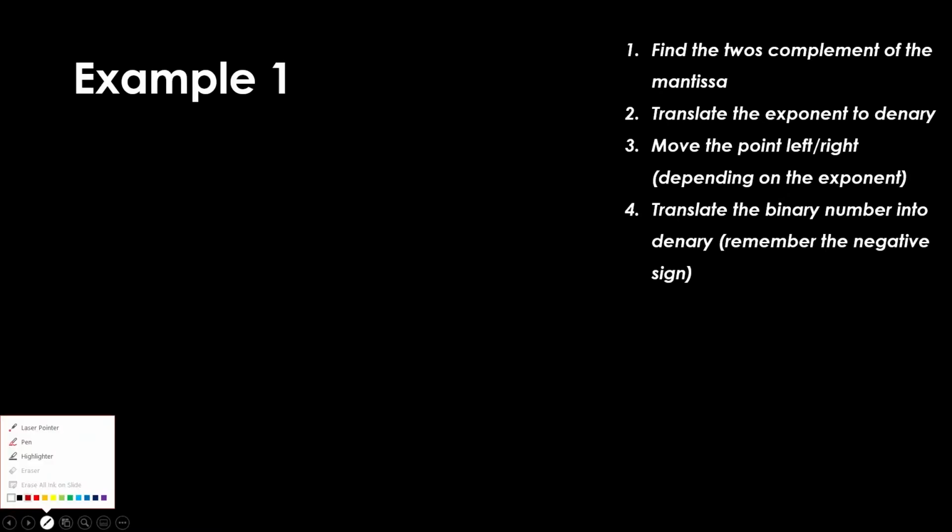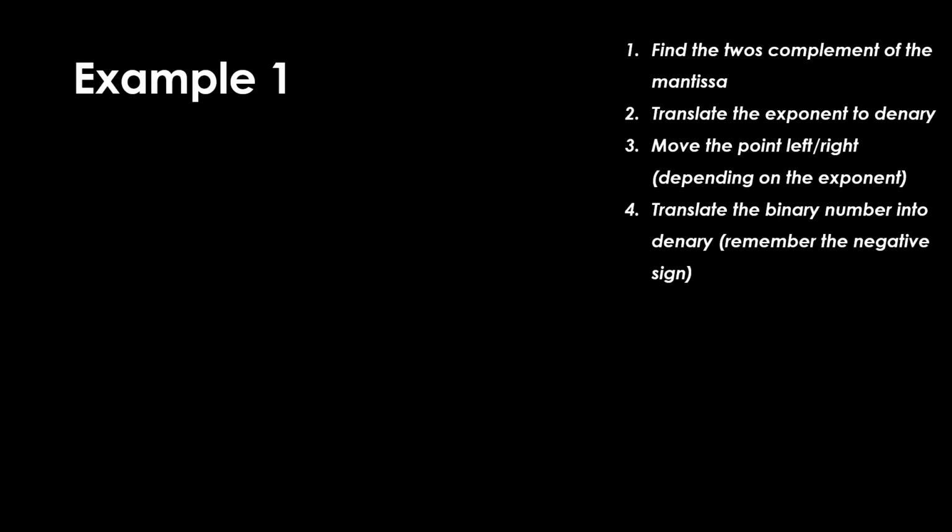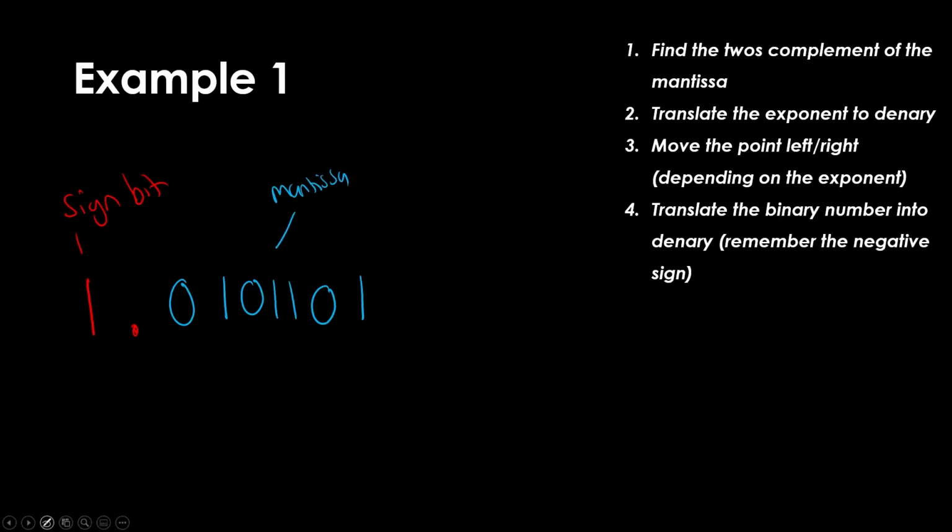So with our first example, of course we're going to have a sign bit of 1, which shows a negative number, so that 1 will be our sign bit. We're going to have a mantissa which is going to be 0 1 0 1 1 0 1. That's going to be our mantissa. And we're going to have an exponent of 0 1 0 1. That's going to be our exponent.